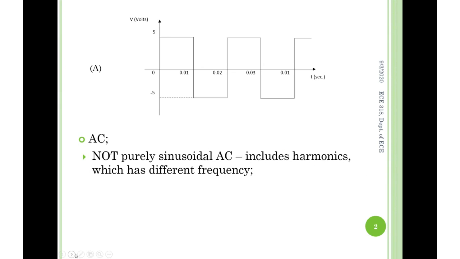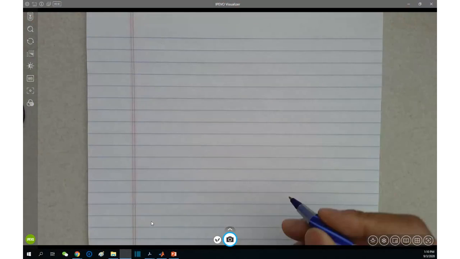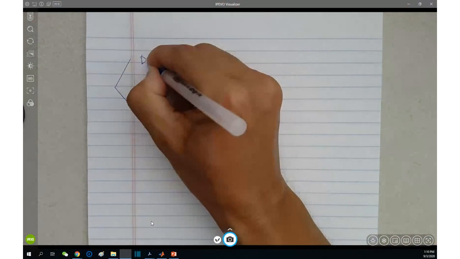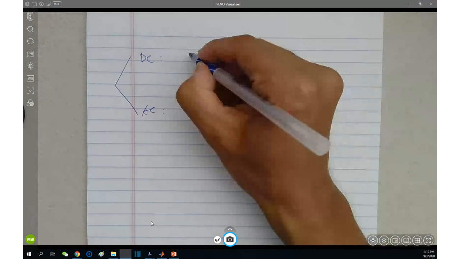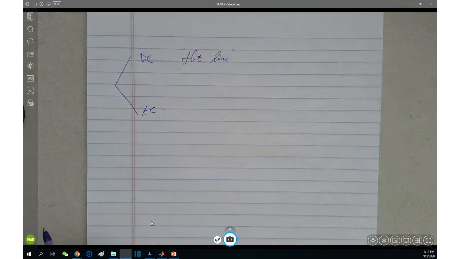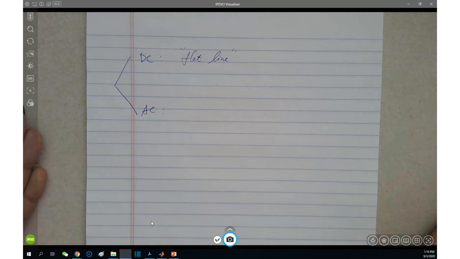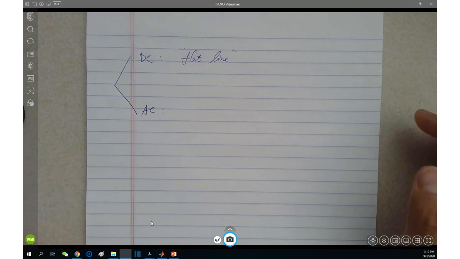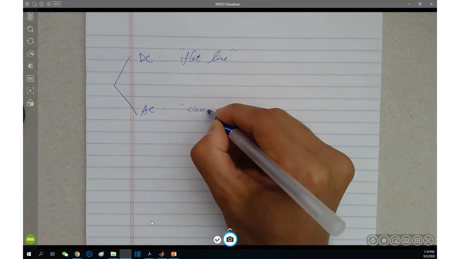Let me summarize this a little bit in the notes. What I'm saying is this. DC and AC, right? Everybody understand this. What does DC look like? A flat line, right? DC itself is just a flat line. If you see a signal that is not a flat line, it's not only DC at least, because purely DC is a flat line. What does AC look like? Sinusoidal.